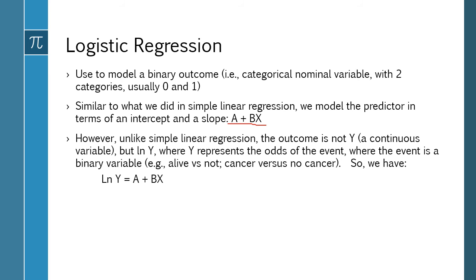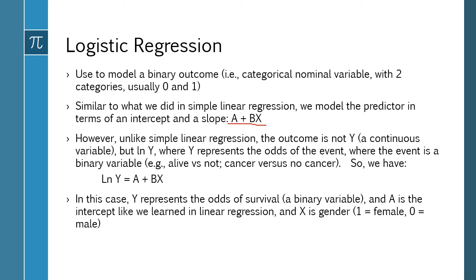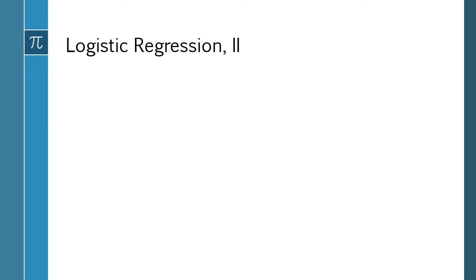Remember, from simple linear regression, we have y equals a plus bx. Now we have ln y equals a plus bx. So y, again, in this case, represents the odds of survival, okay? And it's a binary variable. And a is the intercept, b is the slope, right? And then x is the gender. That's the variable that varies from individual to individual. X is gender, and then 1 equals female and 0 equals male. That's how it's been coded.